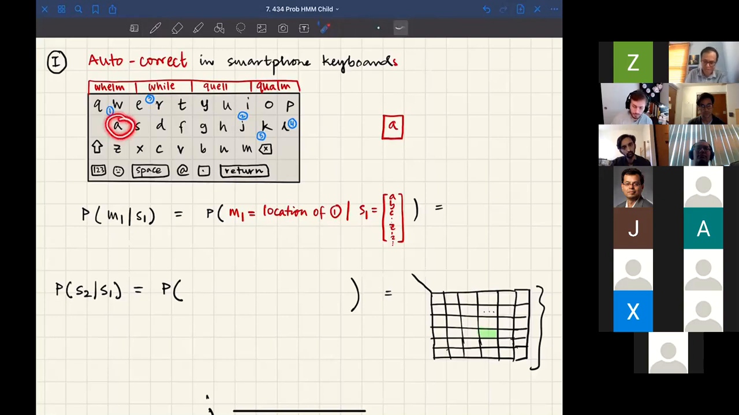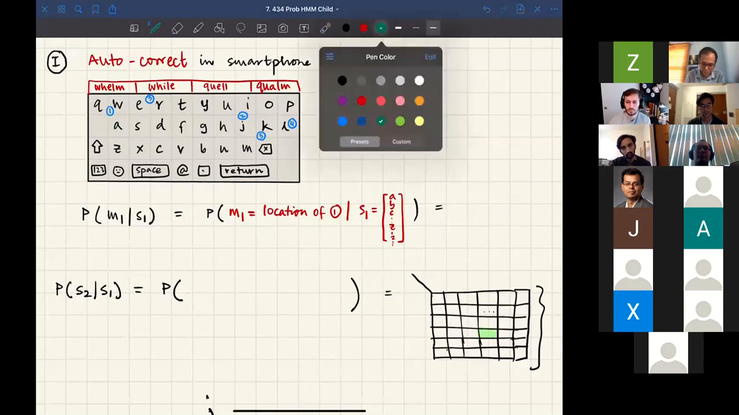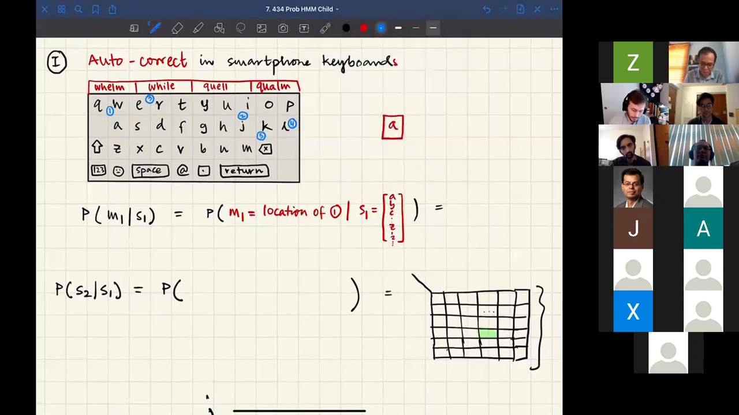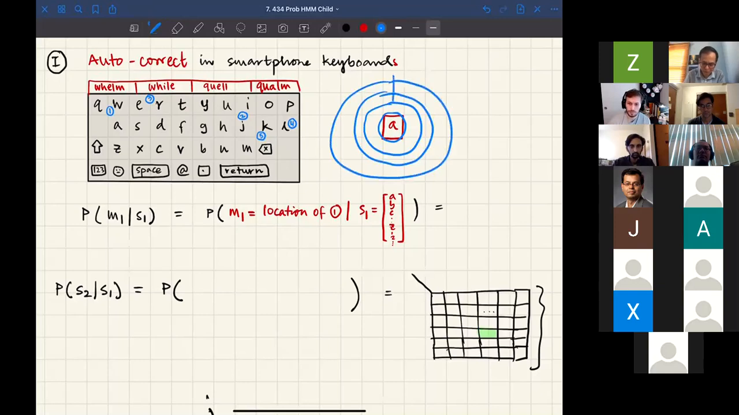If the user intended to hit the A key, I can define a Gaussian. Let's say he's going to hit this region with high probability. He's going to hit this region with lower, lower, lower, and so on. So this is a 2D Gaussian. I can define a 2D Gaussian around the key A.